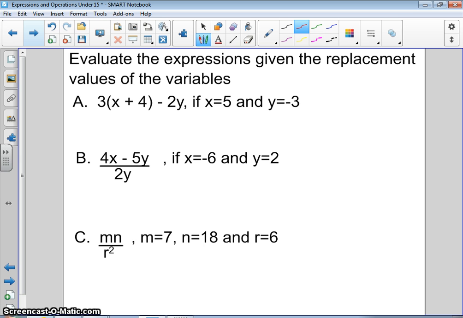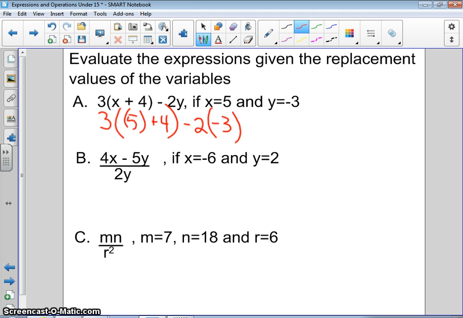So for this one right here, it's going to be 3 times, and then instead of x, I'm going to put 5 in parentheses, plus 4. Then you close the parentheses, minus 2. And instead of y, I'm going to put negative 3 in parentheses, and then I'm going to work it out. You may think that I've got an extra set of parentheses in the first one, and you don't actually need an extra set of parentheses around the 5 to get the right answer. But if you always do it this way, you will always get the right answer. So what I want you to do is to punch this into your calculator and see what you get. I'll be right back with you.